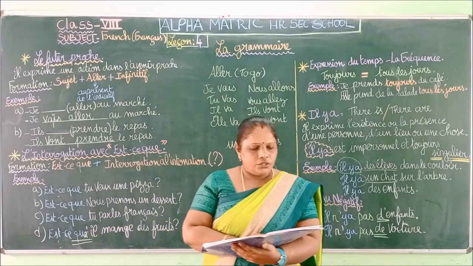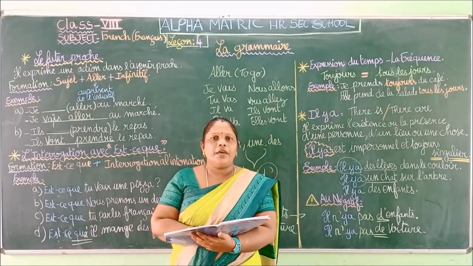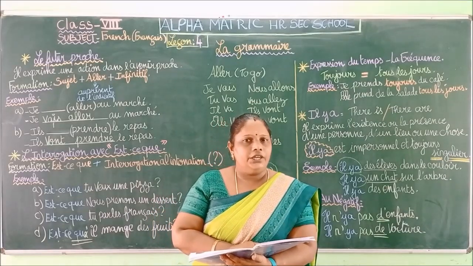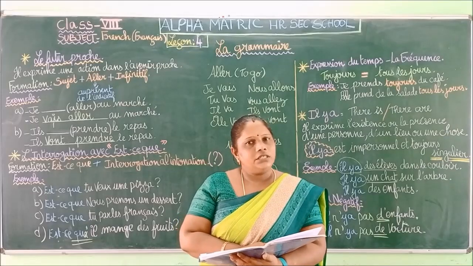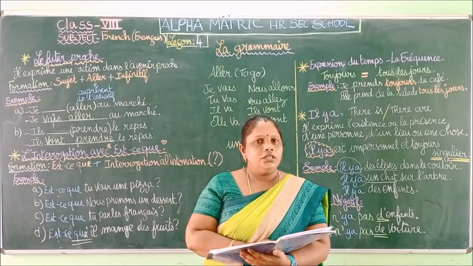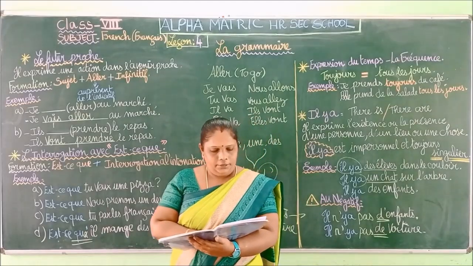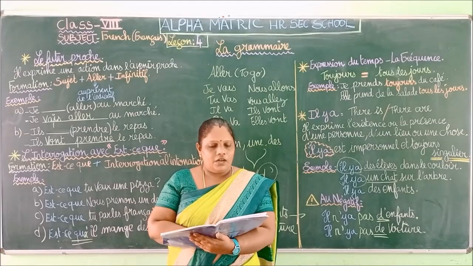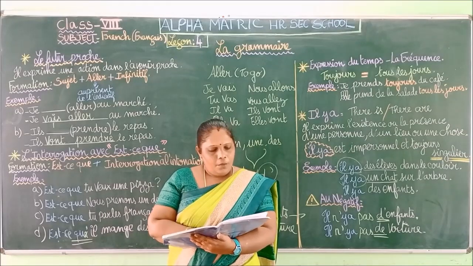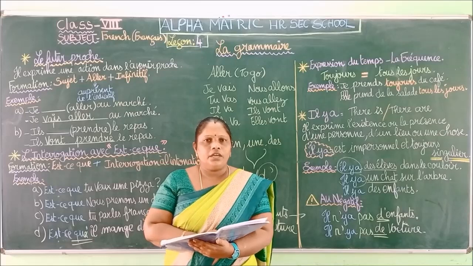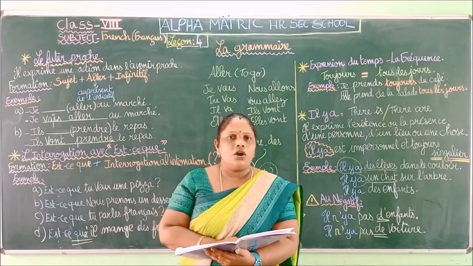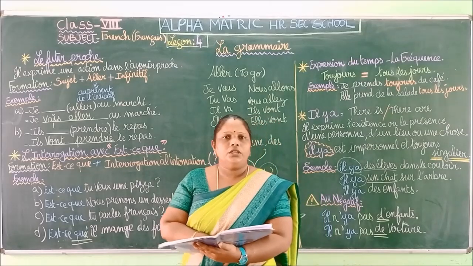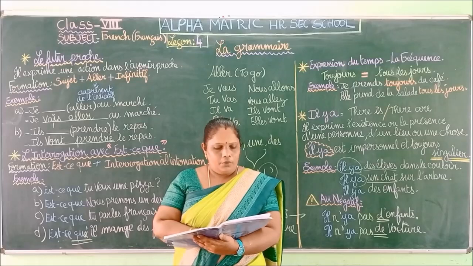Okay. Nous fêtons l'anniversaire de mon père. We are celebrating the birthday. L'anniversaire means birthday, not anniversary. Okay. Anniversary is wedding day. So here it is anniversaire, birthday of my father. We are celebrating the birthday of my father. Next one, mon père commande une bouteille de vin. My father is ordering a wine bottle. Okay, so they are celebrating his birthday, so they are ordering a wine bottle.